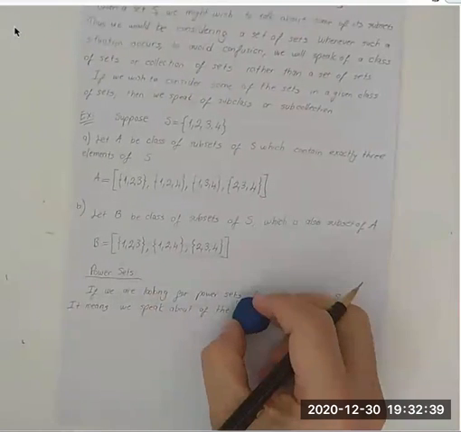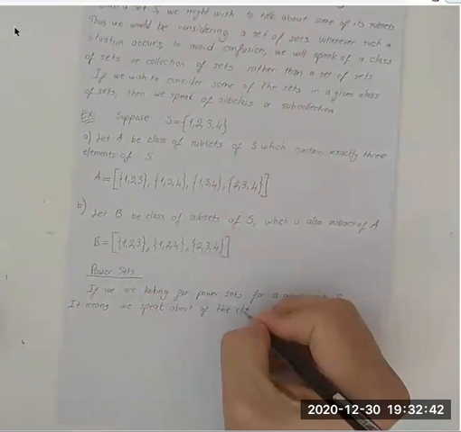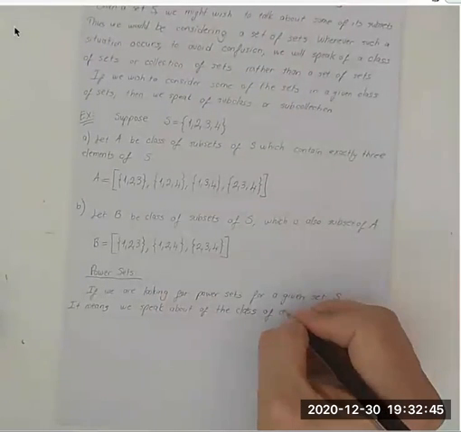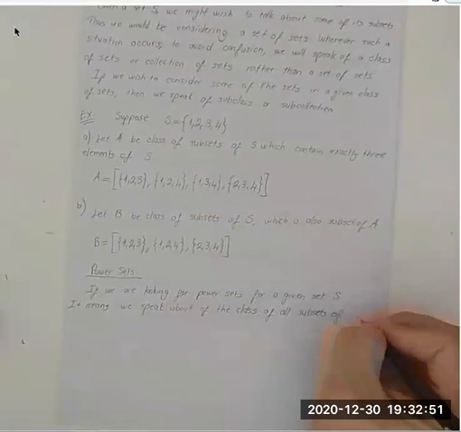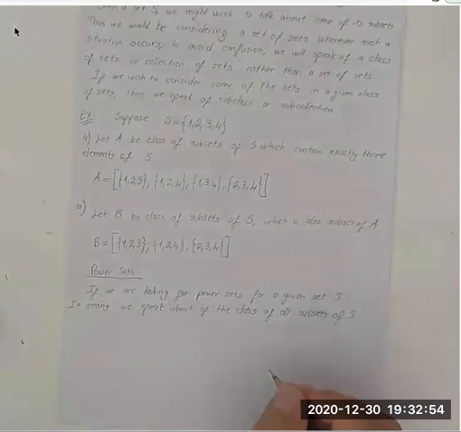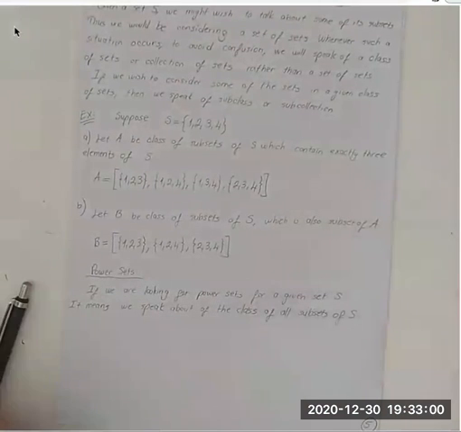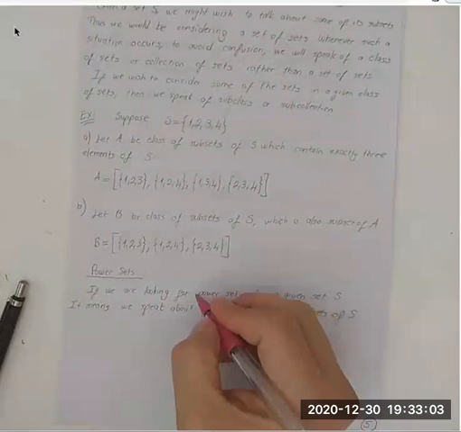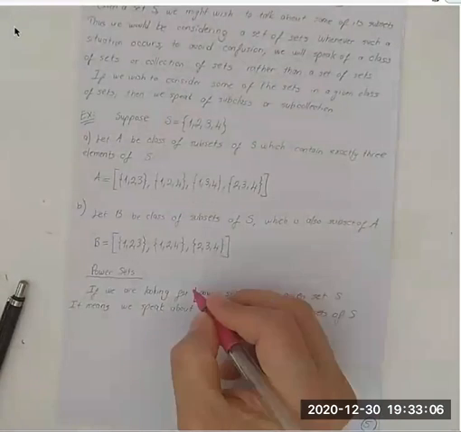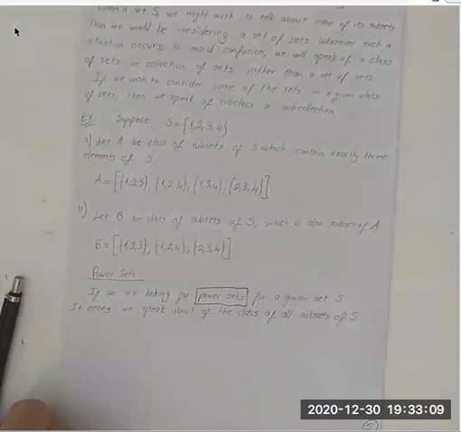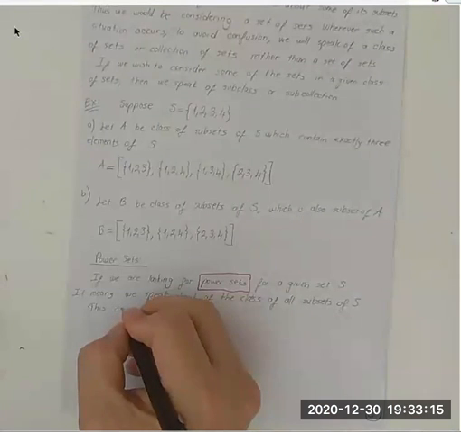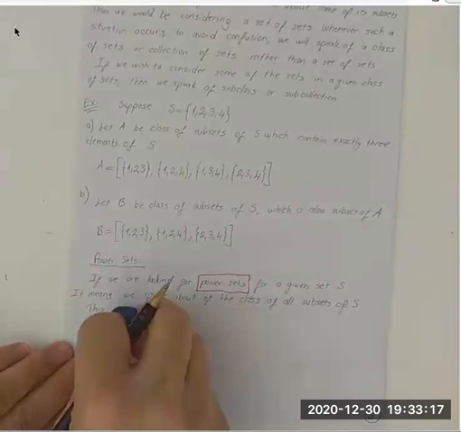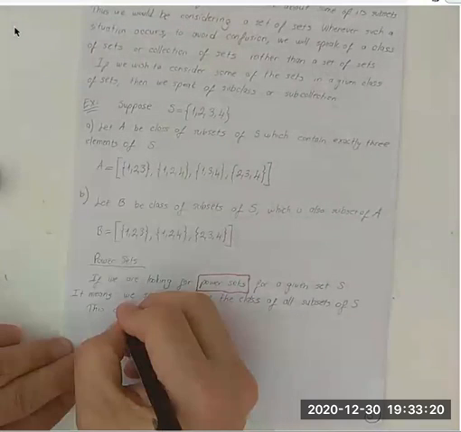So we can say, of course, this class is the power set of S. So we can denote or represent the number of elements of the power set of S as equal to 2 to the power of the number of elements of S.